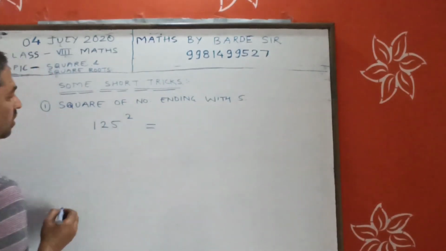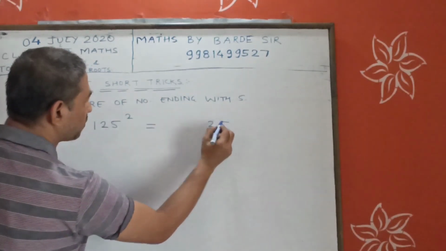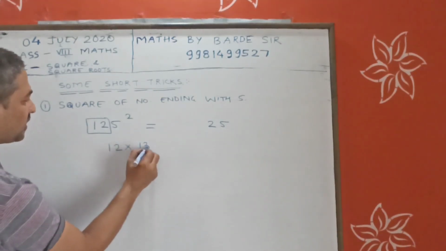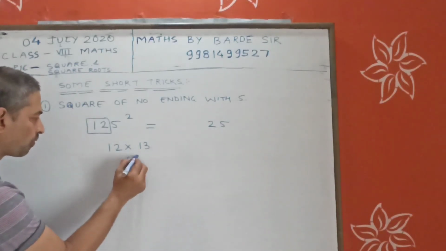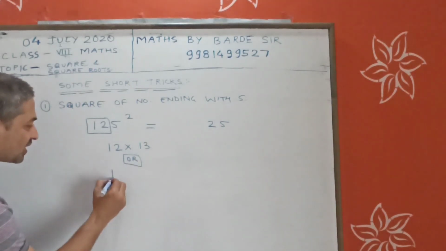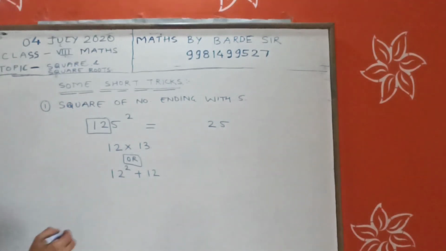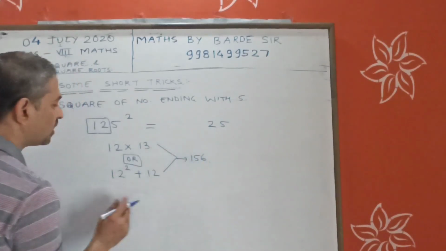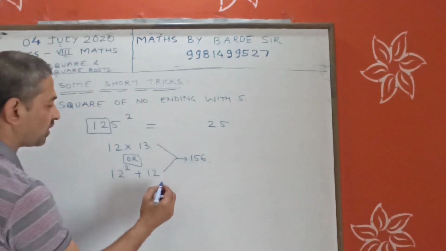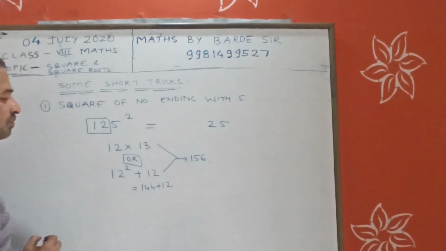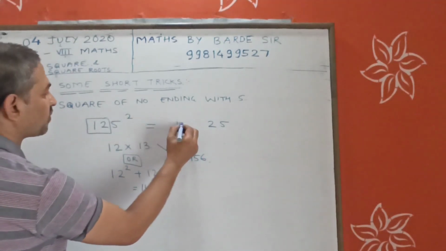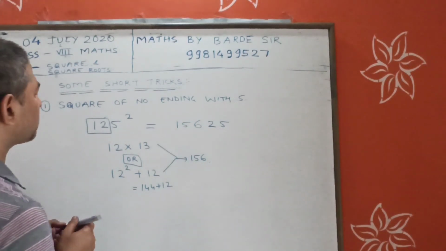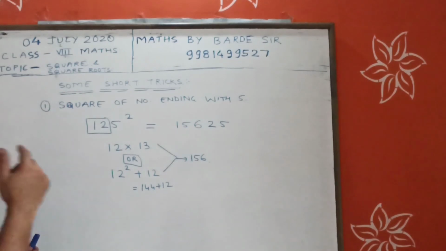125 का स्क्वायर निकालना. प्रोसेस वही है, 5 का स्क्वायर किया 25, रिमेनिंग नंबर है 12, मल्टीप्लाइड बाय 13 करना है और यू कैन आल्सो डू इट लाइक दिस, 12 स्क्वायर प्लस 12, both of these will give you the same answer. 12 into 13 is 156 and 12 square is 144 plus 12, again it is 156. So therefore the answer is 15625. Okay, right? So this is a very simple trick to find out the square of any number which ends with 5. A very interesting one.